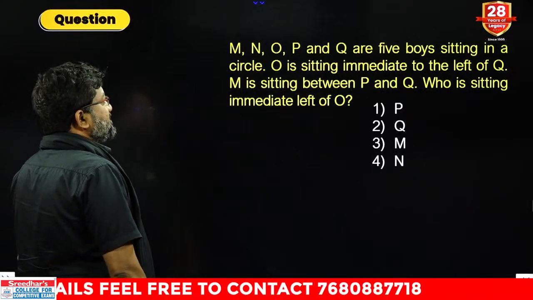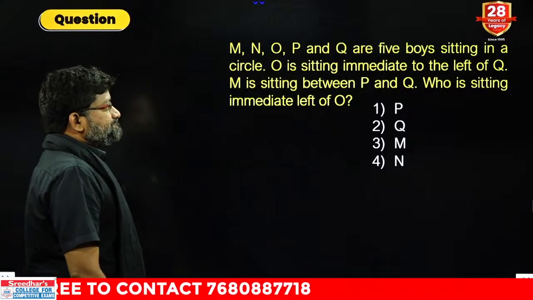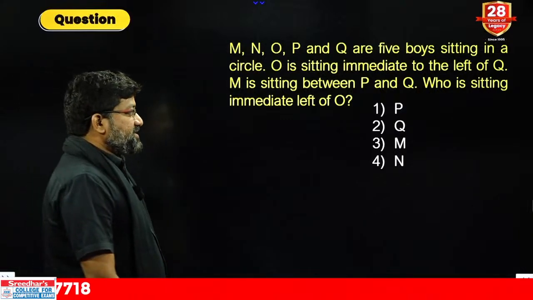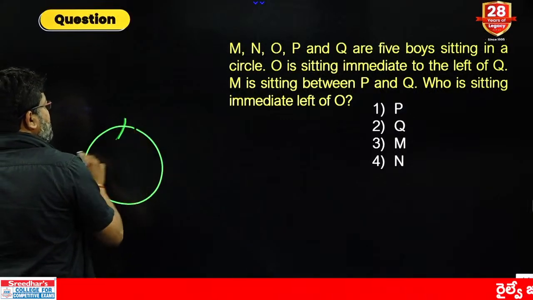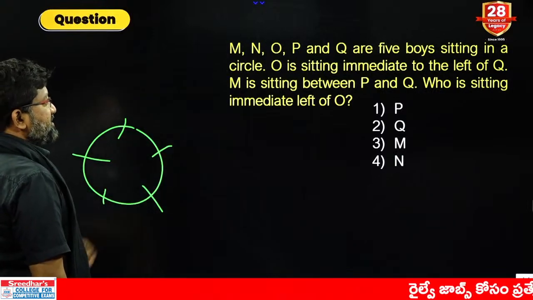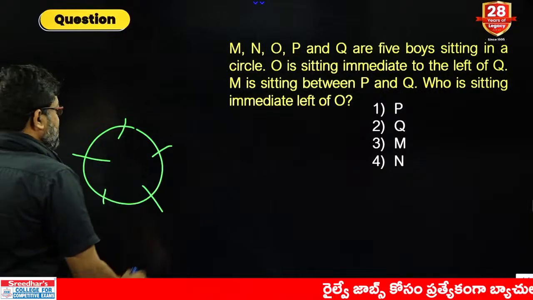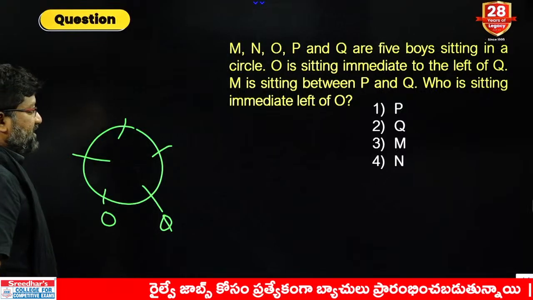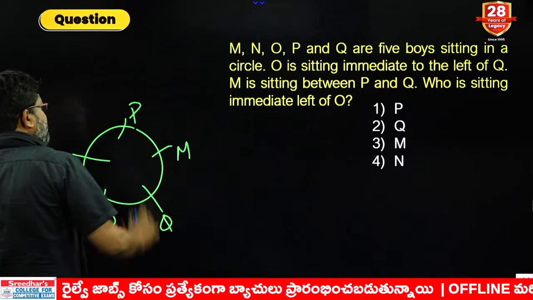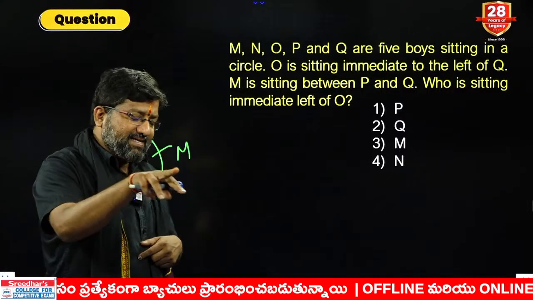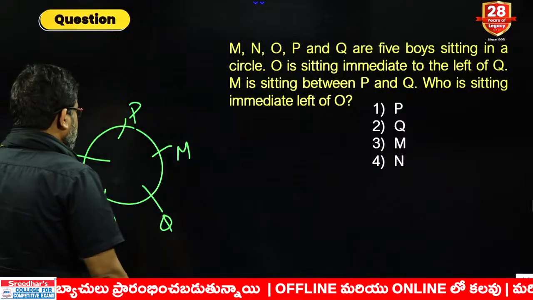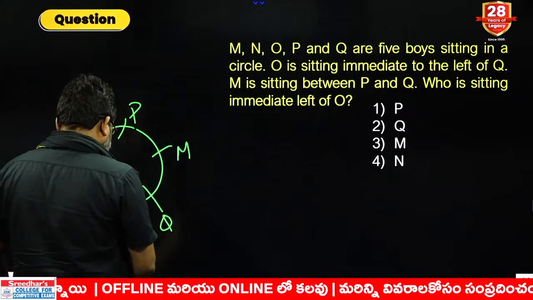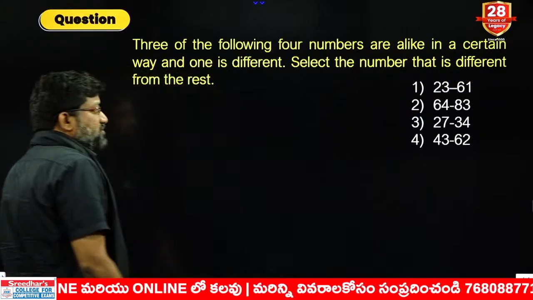M, N, O, P, Q, R, 5 boys sitting in a circle. Come on. Get this answer fast. Those are online. I need the answer first. How many persons? 5 persons. 1, 2, 3, 4, 5. Where are they sitting? In a circle. O is sitting to the immediate left of Q. Immediate left of Q is O. M is sitting between P and Q. In a circle arrangement, between is exactly between, and that person has to be the immediate neighbor. So M, N is missing, this is N. Who is sitting to the immediate left of O? It's N. Done. Easier one, not time taking.